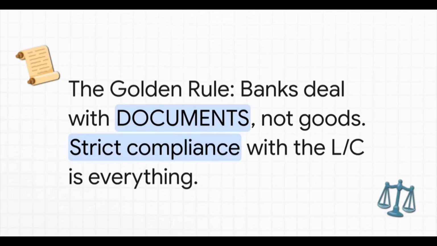And this, right here, is the golden rule. You have to burn this into your brain. The bank does not care if you shipped gold bars or a box of rubber chickens. They never see the goods. They only see documents. If your bill of lading has one typo, if the invoice amount is off by a penny, if anything doesn't match the LC perfectly, the bank can and will refuse to pay. Strict compliance is not a suggestion, it's everything.